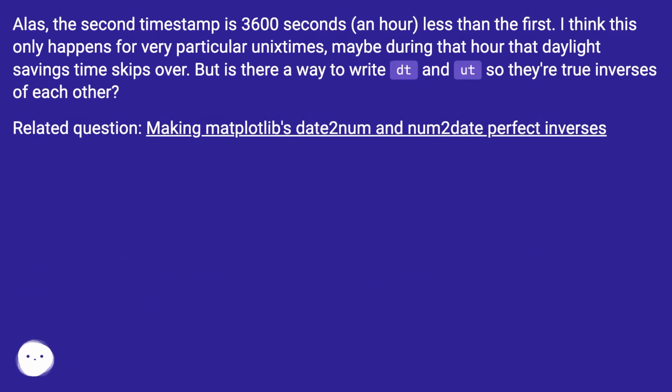Alas, the second timestamp is 3,600 seconds, an hour, less than the first. I think this only happens for very particular Unix times, maybe during that hour that daylight savings time skips over. But is there a way to write dt and ut so they're true inverses of each other? Related question: making Matplotlib's date2num and num2date perfect inverses.